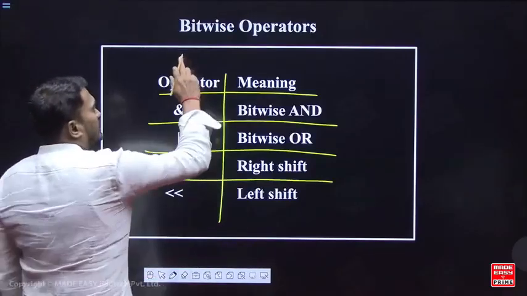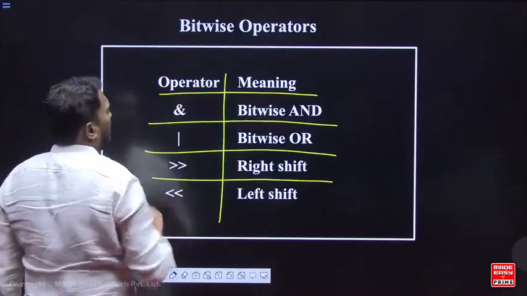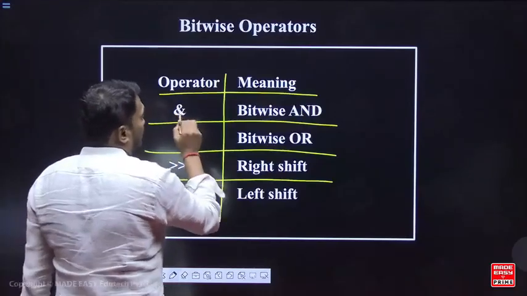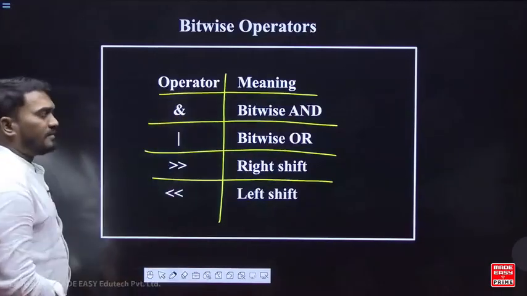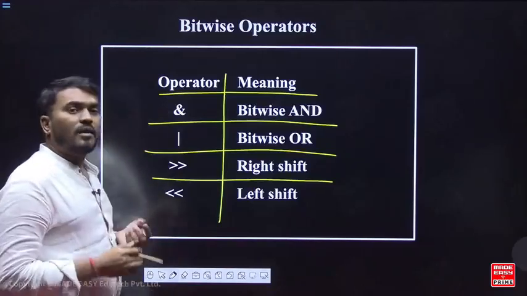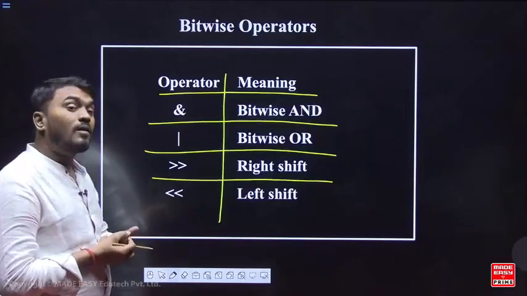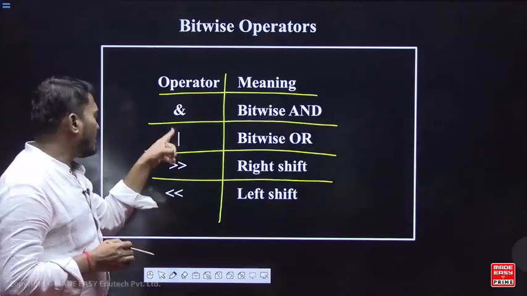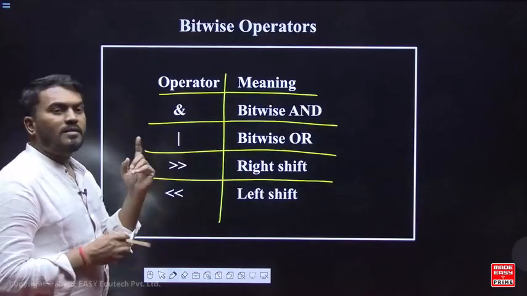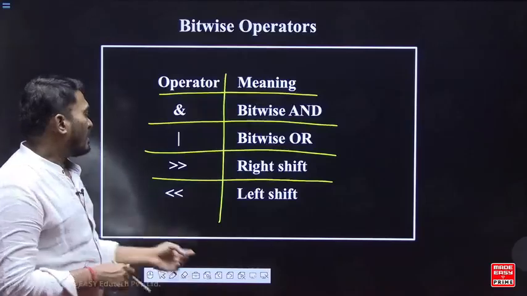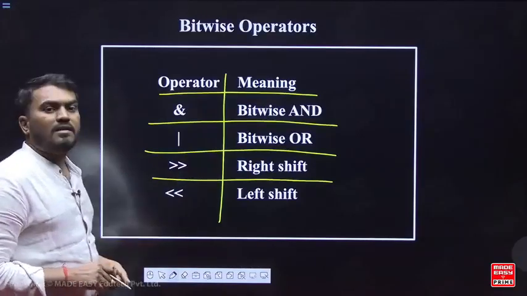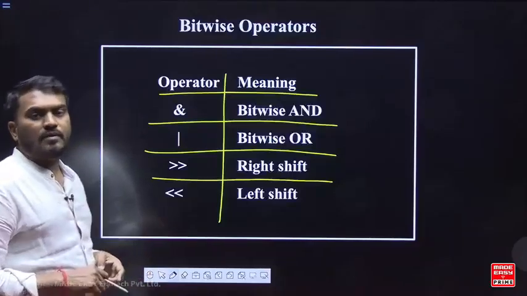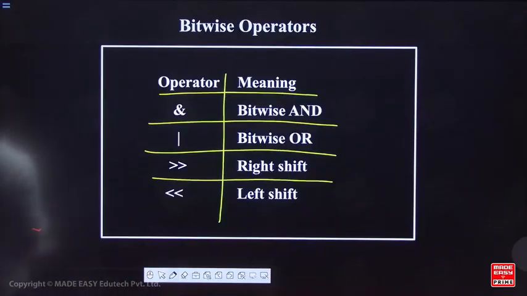Right. So bitwise operators, this is operator and meaning. So we are having this single ampersand, that is called a bitwise and. If it is a double ampersand, what will it be? Double ampersand, that is a logical and. Right? So this is a single line, normally this line is called a bitwise or. And this greater than is called a right shift operator. And less than is called a left shift operator.